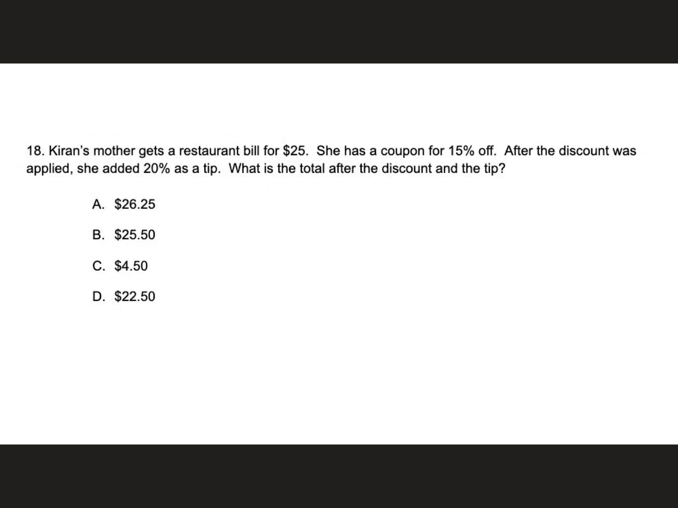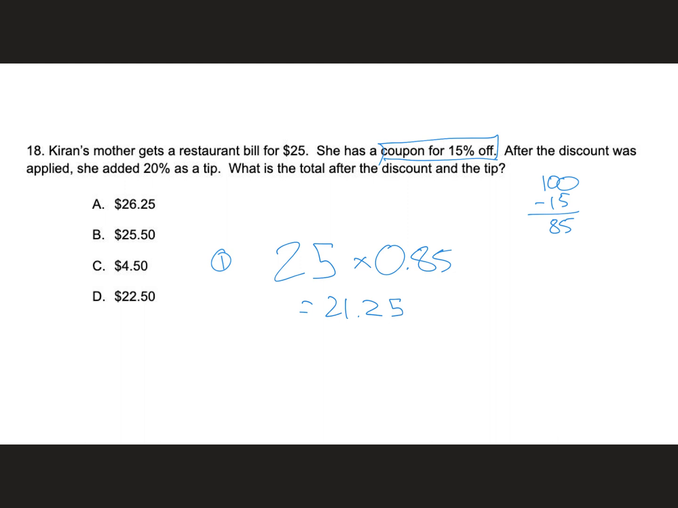All right, last question. Kieran's mother gets a restaurant bill for $25. So the bill is $25. She has a coupon for 15% off. So first thing I'm going to do is find out how much she's paying with 15% off. Now, if the original cost of the bill is 100% and she's getting rid of 15%, she's now paying 85% of the original. So grab your calculator, 25 times 0.85 equals $21.25. So that's what it costs after the discount.